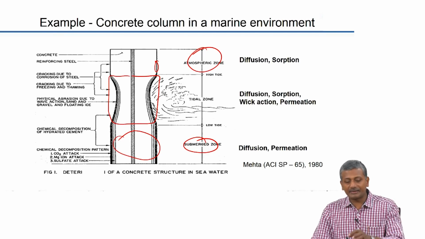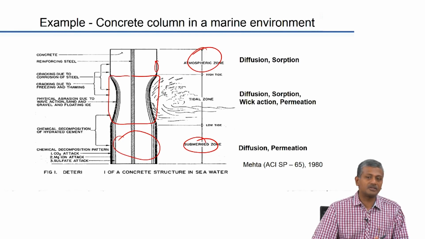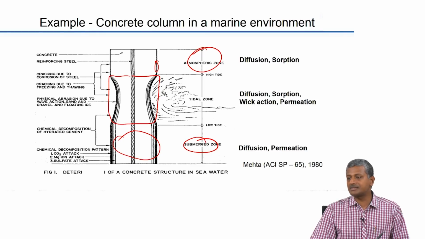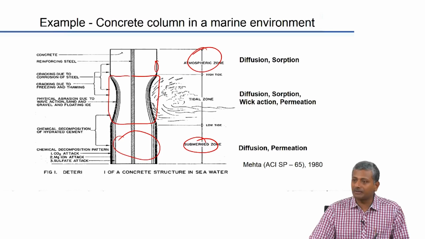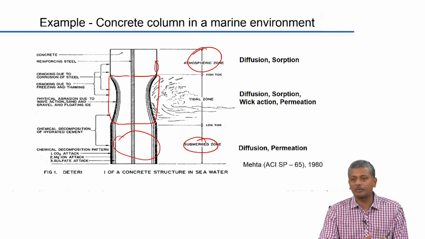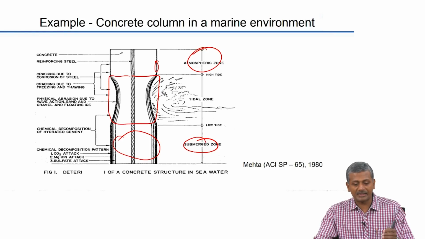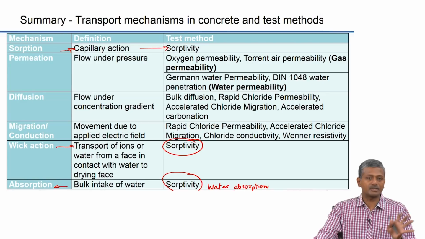Now, we will connect this again with the actual classification, how we can use different test methods to specifically address these issues in a later chapter, but right now this is what I wanted to tell you, that for a particular service environment you need to work out the kind of transport mechanisms that will be prevalent and then address that by suitable durability tests that we saw in the previous slide. Okay. So, that is how you do a durability design for a concrete structure.